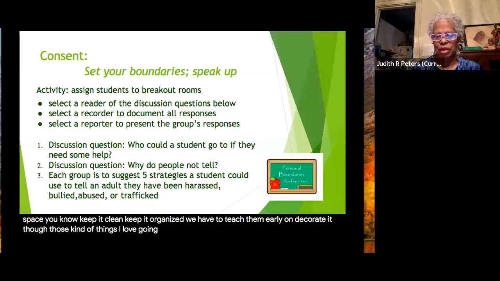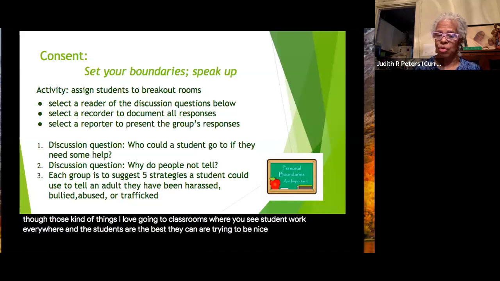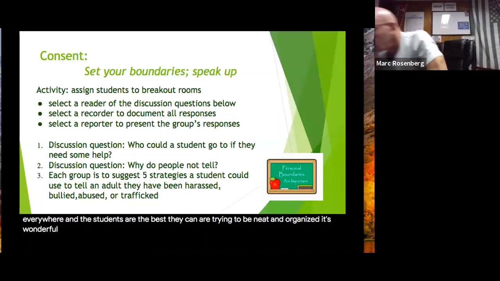I love going to classrooms where you see student work everywhere, and the students, as best they can, are trying to be neat and organized. It's one thing to see.